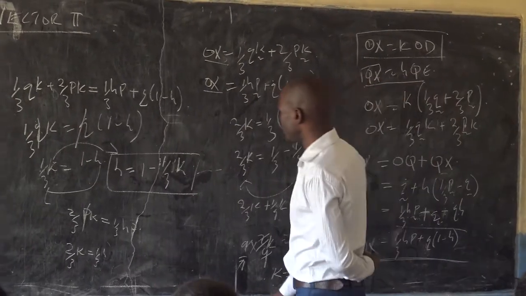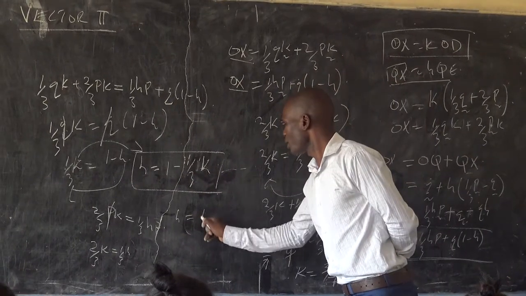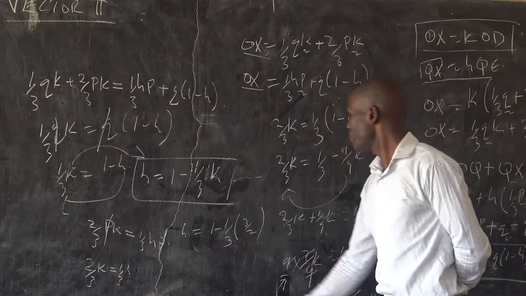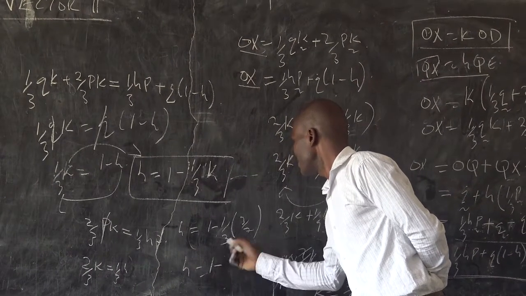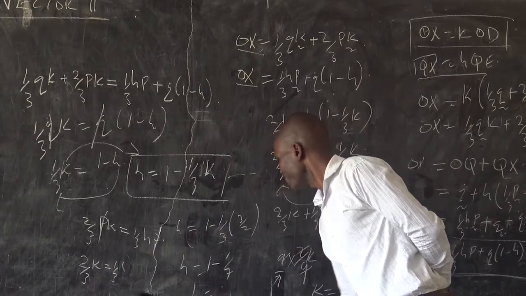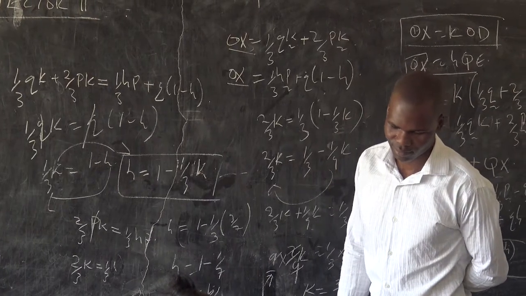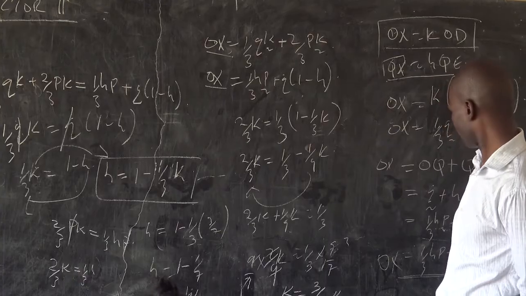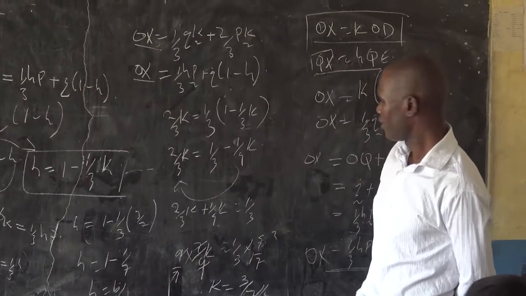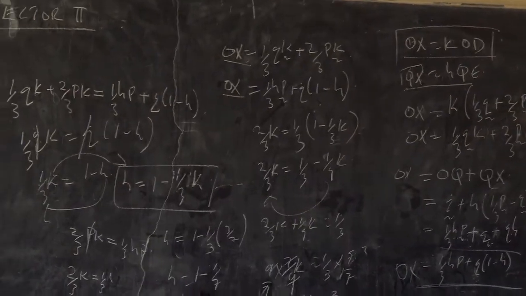Yes. Now, can we go back to get h? But h is 1 minus a third k. Okay. So we say h equals 1 minus a third. The value of k we have is 3 over 7. So h equals 1 minus 1 over 7. If you open the bracket, that is 3 goes. So that h equals 6 over 7. So that is, after that level, we have solved that question.